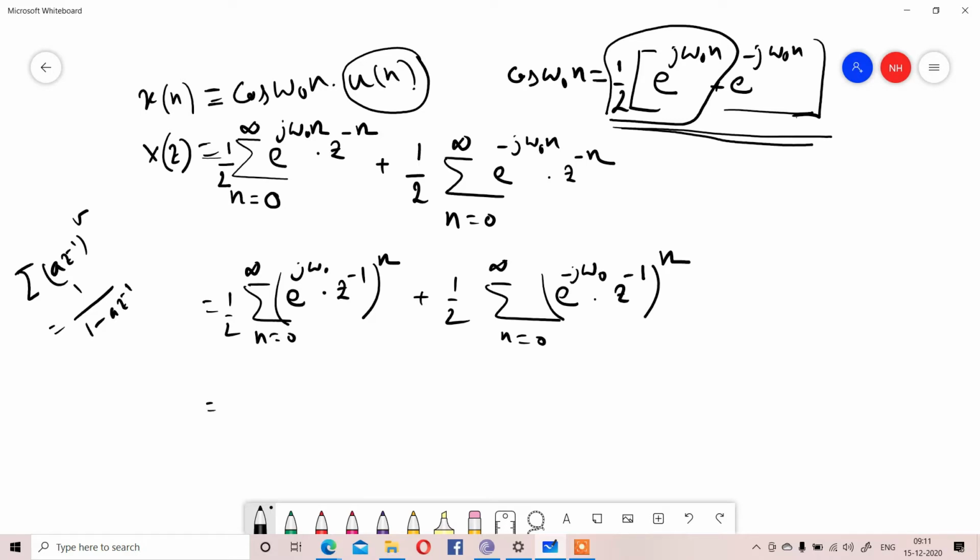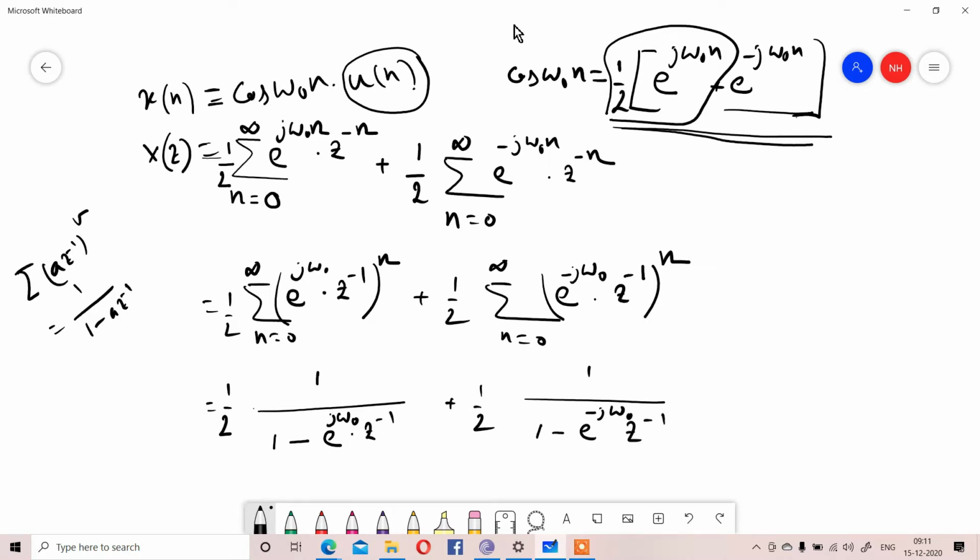So it will be, half will be there, 1 by 1 minus e to the power jω₀ z inverse, plus this is also half of 1 by 1 minus e to the power minus jω₀ z inverse. Now what you have to do, you have to add these two and do some calculation to get a proper value. And the ROC you can calculate from here or from here.